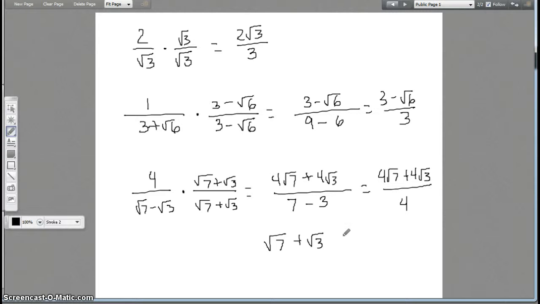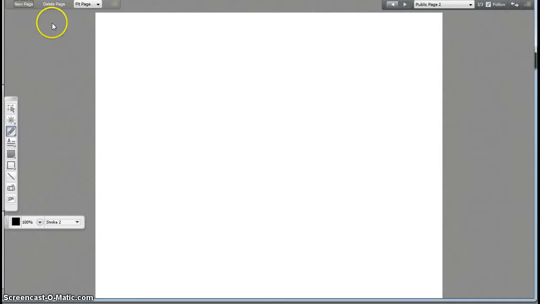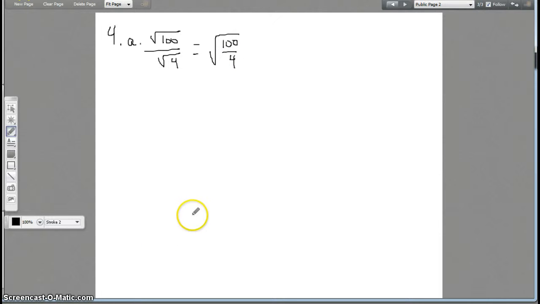Okay, let's work some sample problems now. We're going to start with number 4. The instructions for number 4 say divide and simplify. So let's look first at part A. We have square root 100 over square root 4. Anytime you're dividing two square roots, you can put those two square roots together into one fraction. This is the square root of 100/4. We can simplify that fraction. 100 divided by 4 is 25, and the square root of 25 is 5.